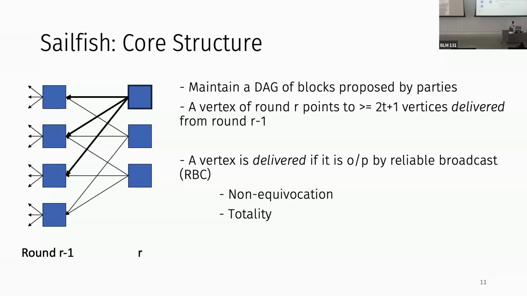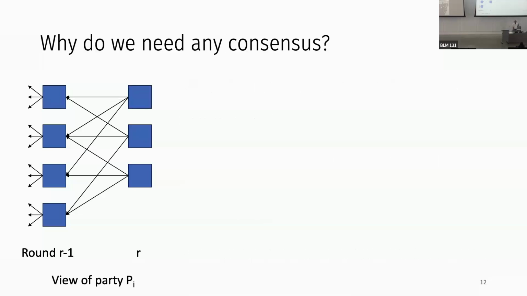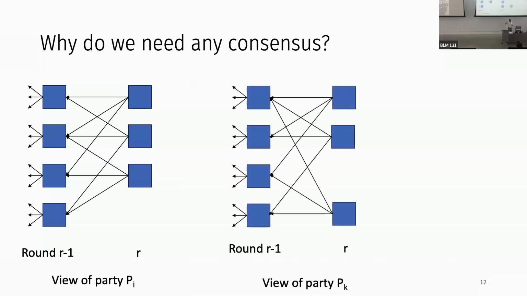Together, if you apply this for every vertex, what this ensures is that eventually every party is going to build the same DAG. Okay, so if everyone is going to build the same DAG, aren't we done? Don't we have agreement? Why do we need any consensus? Well, if you look at the view of any party at any point in time, that may be different. Eventually they're going to be the same for a given round, but for now they may be different. As an example, the view of party Pi at round R may be that it has received the first 3 vertices, but not the last one. And for Pk, it may be the case that it has received 1, 2, 4 and not vertex 3. Eventually they'll receive it, but if I have to order right now, that may not be the case. And this is why we need agreement on whether a vertex is delivered.